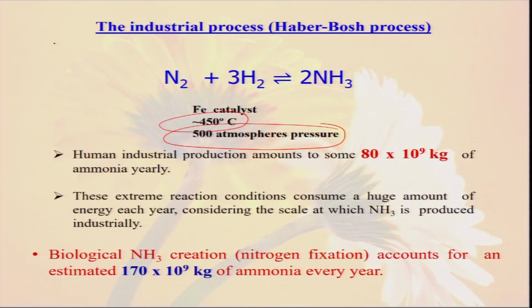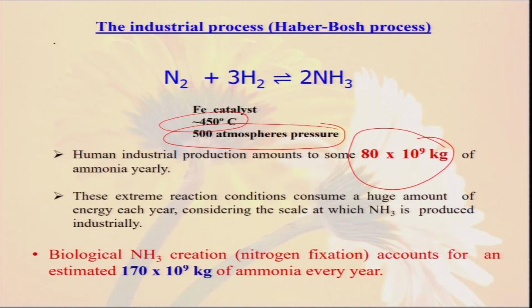But if we see, human industrial production amounts to 80 into 10 to the power 9 kilo of ammonia, urea. This is our total production, maybe for different uses, maybe for fertilizer, it is 80 into 10 to the power 9. All over the world, this much nitrogen we are producing by this process.